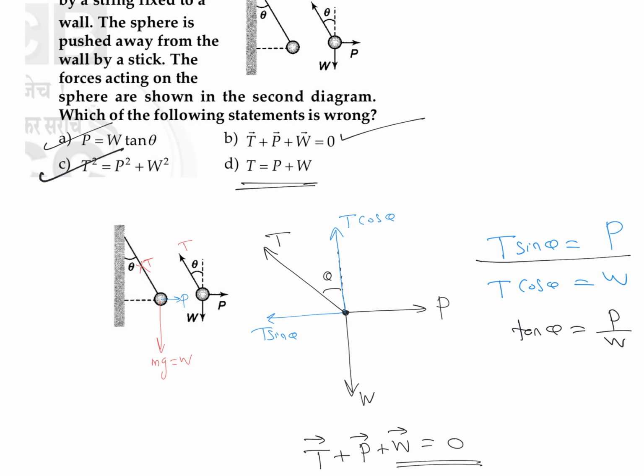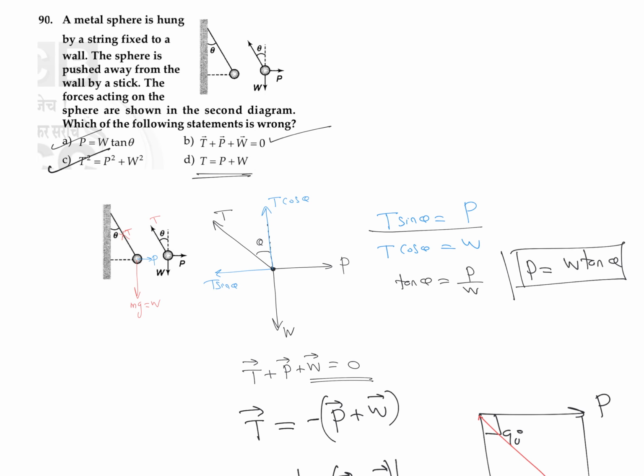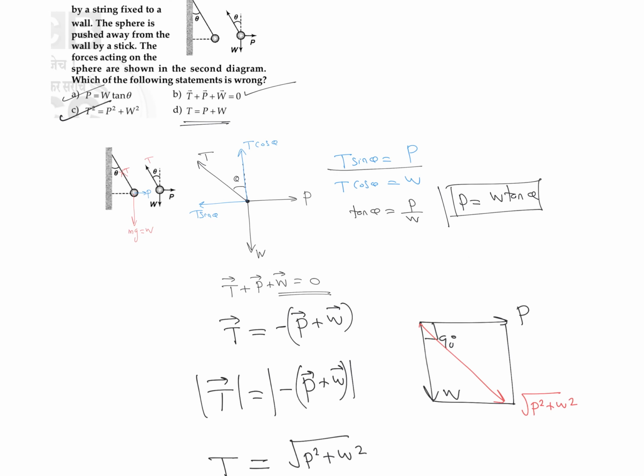Now in the D option, it is given that T is equal to P plus W, meaning the magnitude of T is equal to P plus W. We know that the T vector should actually be something like this, that is the T vector should be equal to minus of P vector plus W vector, and we cannot say that the magnitude of T is equal to the magnitude of P plus the magnitude of W. So the D option is wrong, the other options are correct.